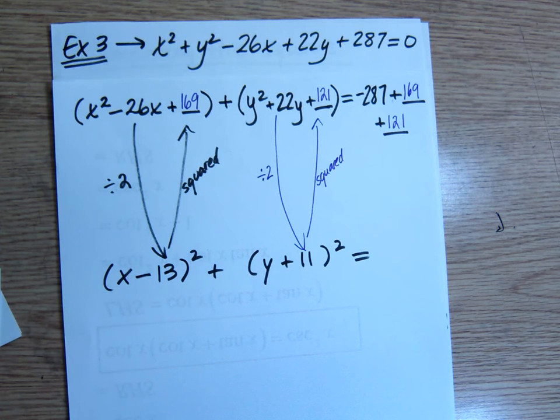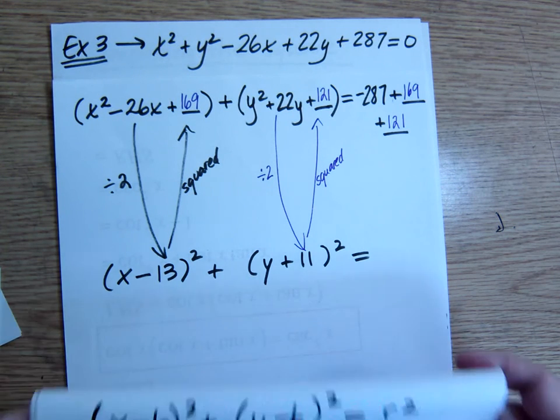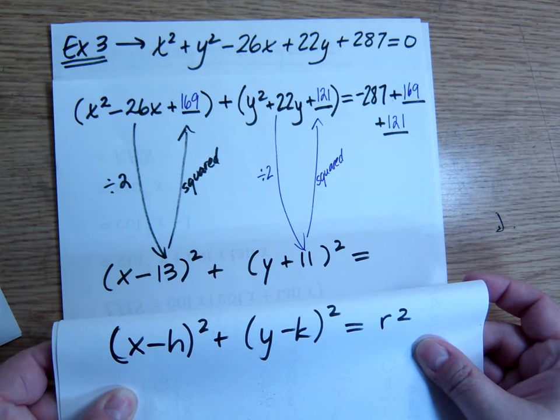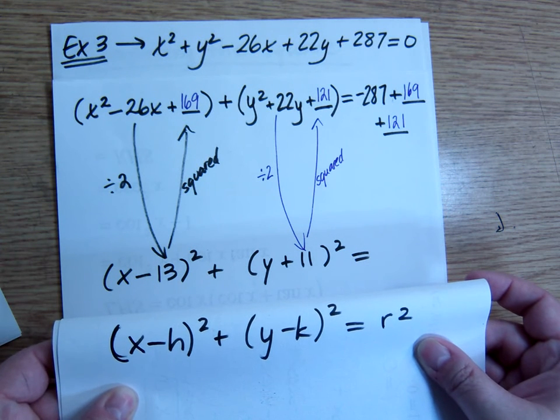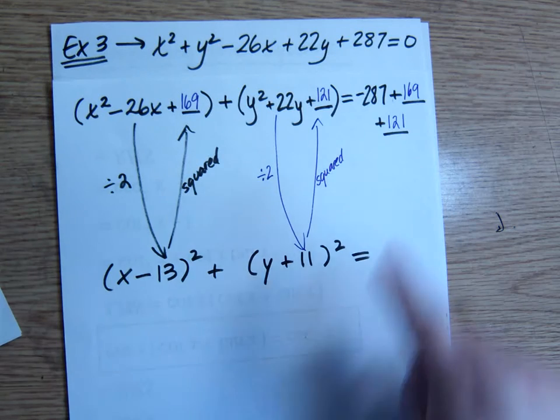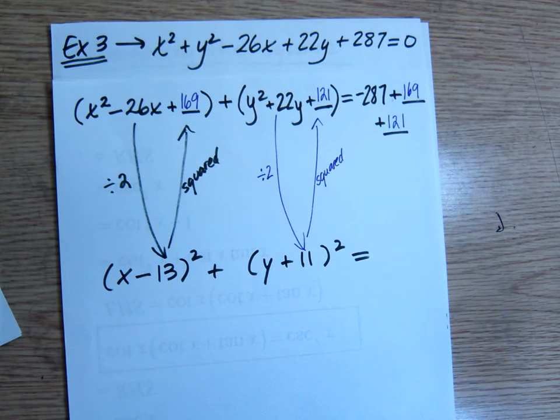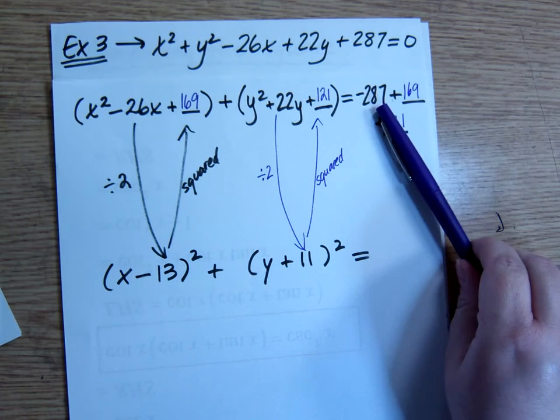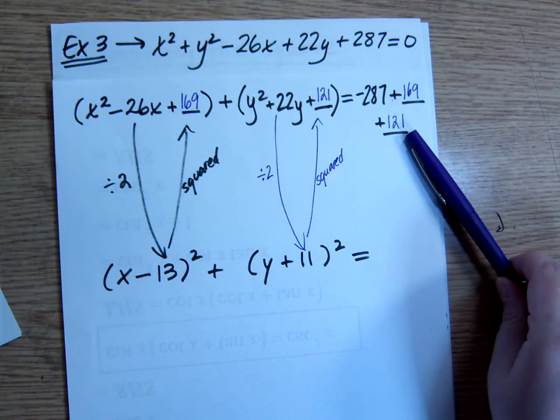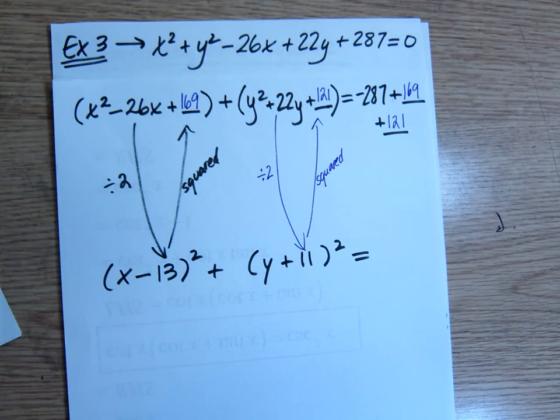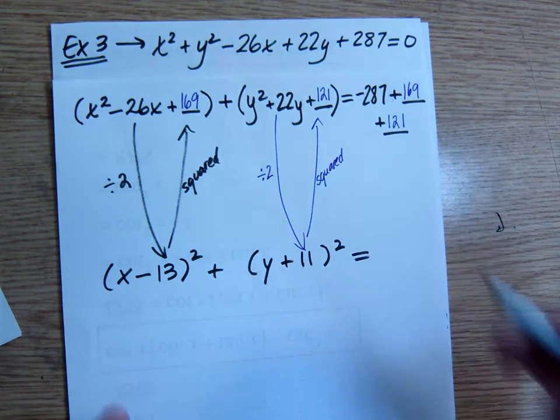So the left-hand side now matches what I want it to look like to be a circle equation, like that. The right-hand side will as soon as I simplify this. So I'm going to do negative 287 plus 169 plus 121. What are we going to get? 3 is correct. So this is 3.